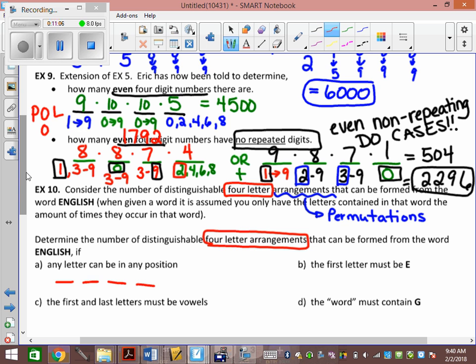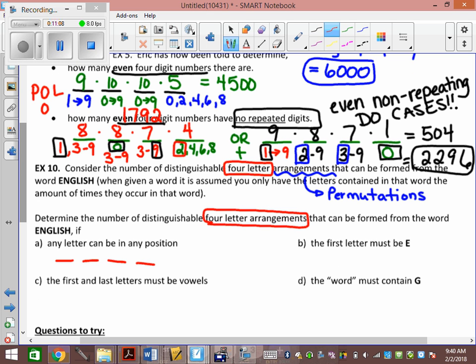There's a reason why you do that, okay? With English, if I rewrote it, I'd go E-N-G-L-I-S-H. If it still spells the same word, you have no repeating letters, okay? Your repetition matters.